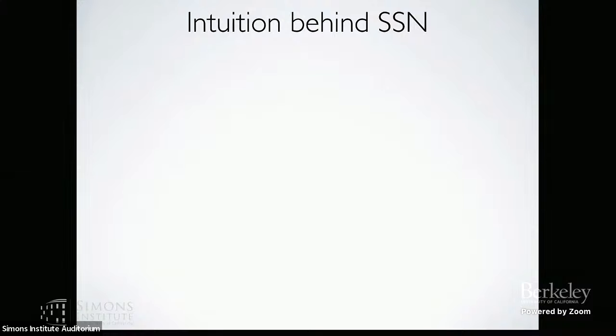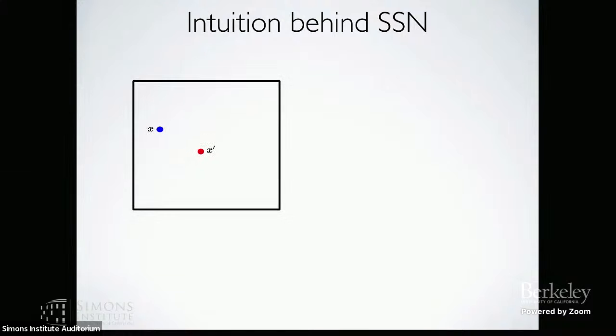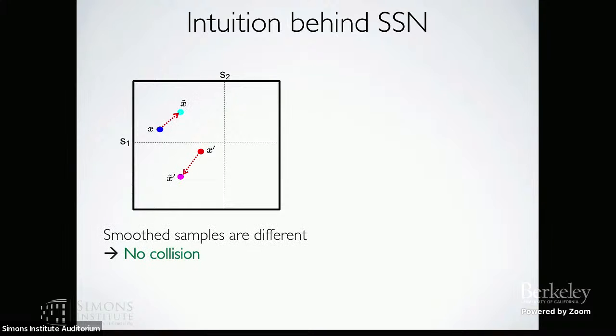What is the intuition behind SSN? Again, for simplicity, let's focus on a 2-dimensional problem. Suppose you have 2 inputs, X and X prime, and you want to add splitting noise to them. Basically, first you generate splitting variables randomly, S1 and S2, for each of the dimensions, and you map the x's to the center of the quadrants that they fall into. Here you don't have any collision. So x and x prime are mapped to different points because they are not in the same quadrant.